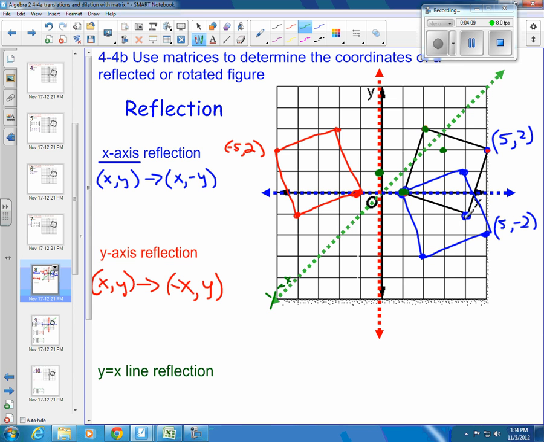And this point here is the point 4, negative 1. And it's now going to come across this line. And it's going to be the point negative 1, 4 up here. And this one over here is 5, 2, and when it flips across there, it's going to become the point 2, 5. Nope, I'm fine. So here is my new green one.